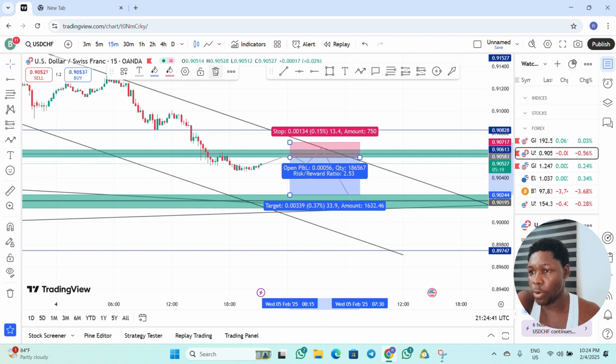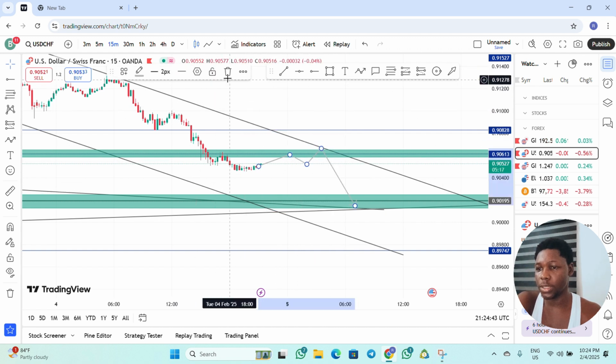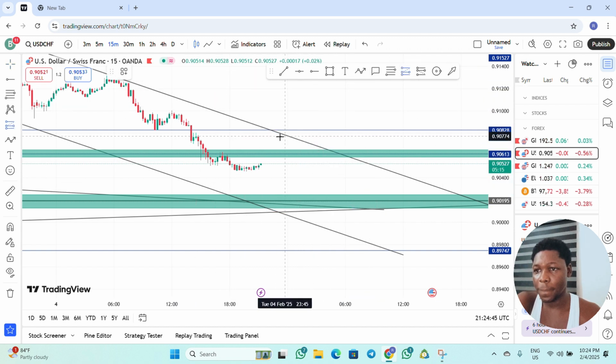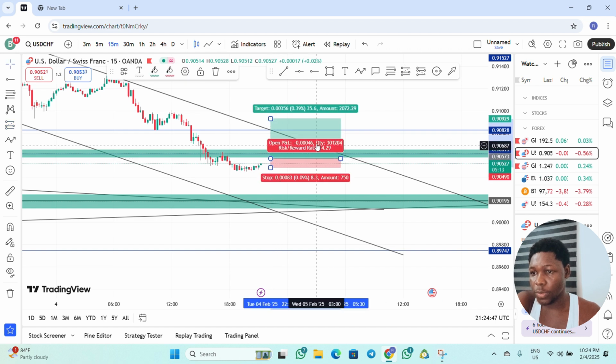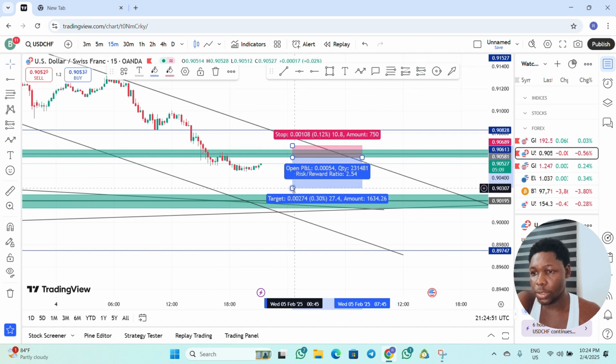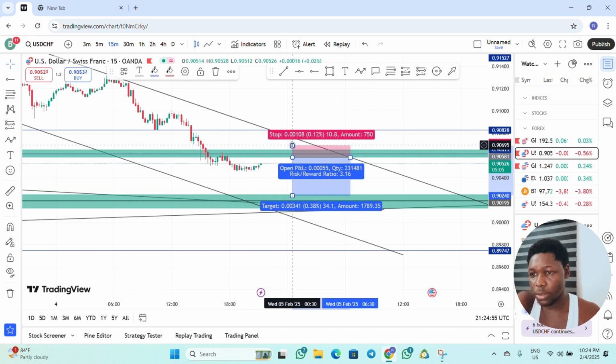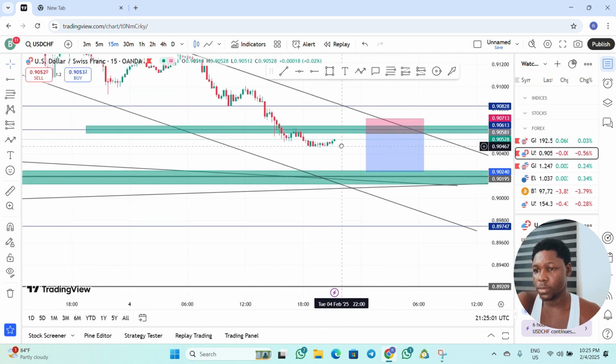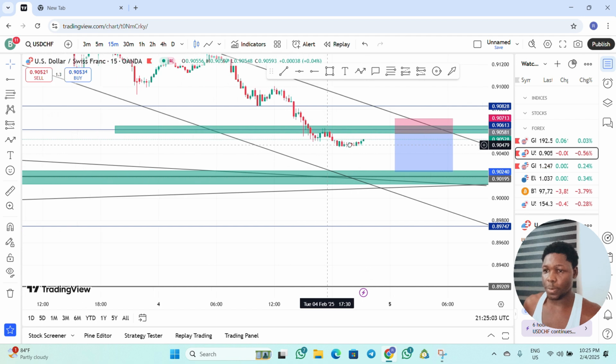So I'm still looking forward to more sell opportunities in the market. That is 34 pips. 13 pips.